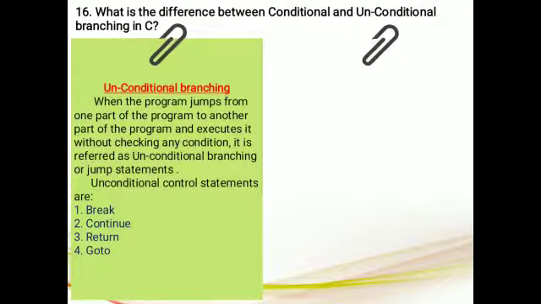What is the difference between conditional and unconditional branching in C? Unconditional branching: when the program jumps from one part of the program to another part and executes it without checking any condition, it is referred to as unconditional branching or jump statements. The unconditional control statements are break, continue, return, goto.